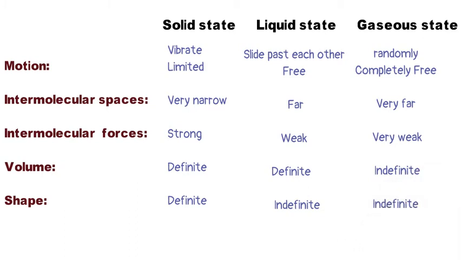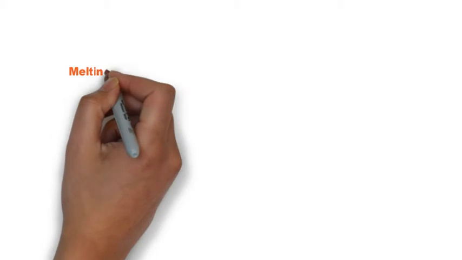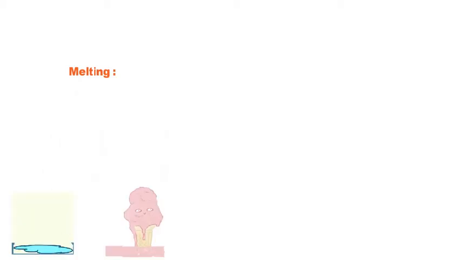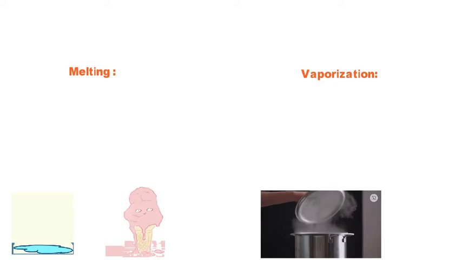Previously, we learned what is meant by melting, and we knew that melting is a change from solid to liquid by heating. Also, vaporization means a change from the liquid state to the gaseous state by heating.